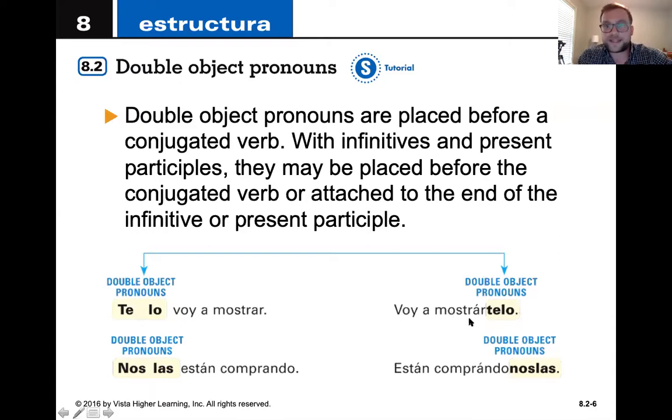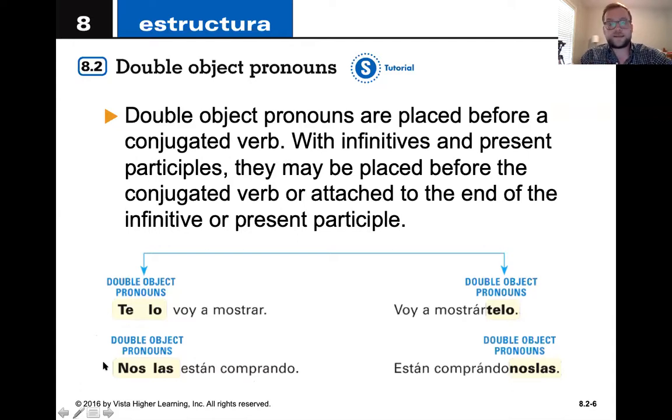Voy a mostrártelo. We're not Italian here. Voy a mostrártelo, right? We need the emphasis on the correct syllable, right? All right, same thing here. Nos las están comprando. Están comprándonoslas. Same thing. I usually use the pronouns before the conjugated verb.